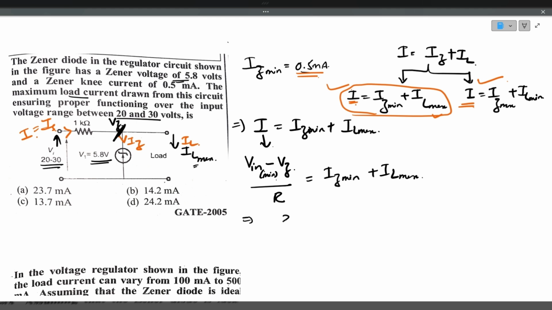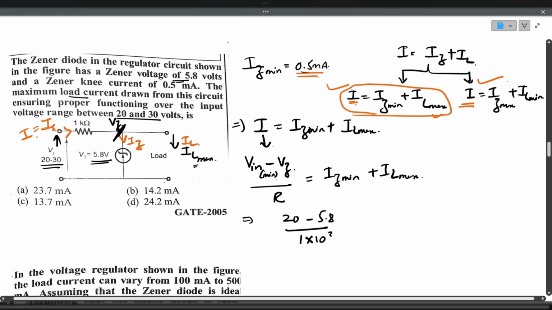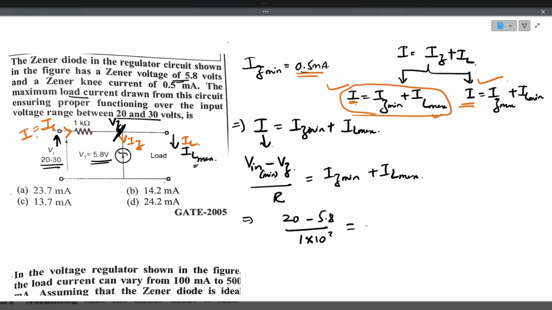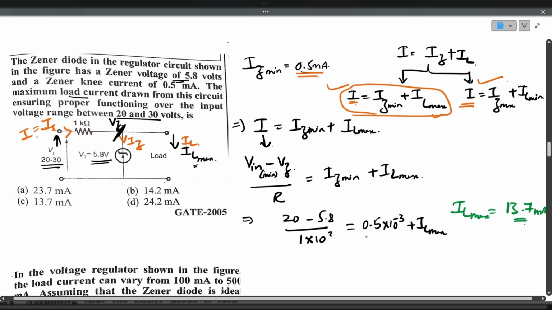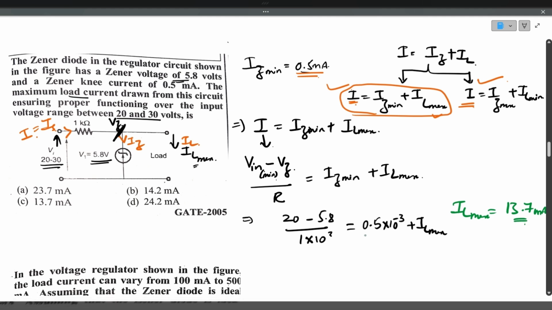Now input voltage minimum is 20 volts minus Zener voltage 5.8 volts, divided by resistance 1 kilo ohm, that is 1 into 10 to the power of 3, equals IZ minimum 0.5 milliamps plus IL maximum. By solving this, we'll get the maximum load current as 13.7 milliamps. That is the answer, so the answer is option C.